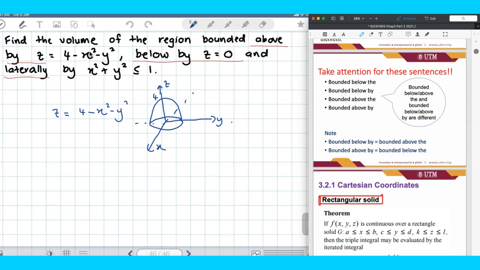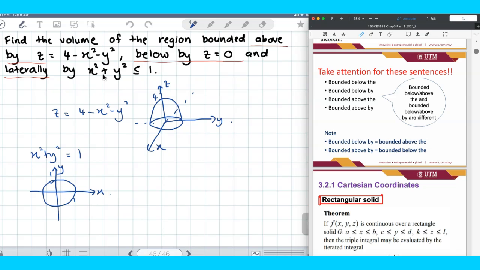Okay, so now z equal to 0 is the floor, and laterally, if you have x squared plus y squared, let's say equal to 1, then we have a circle with radius 1 centered at the origin on the xy plane. So laterally, in Malay, dikelilingi oleh the circle with radius 1.